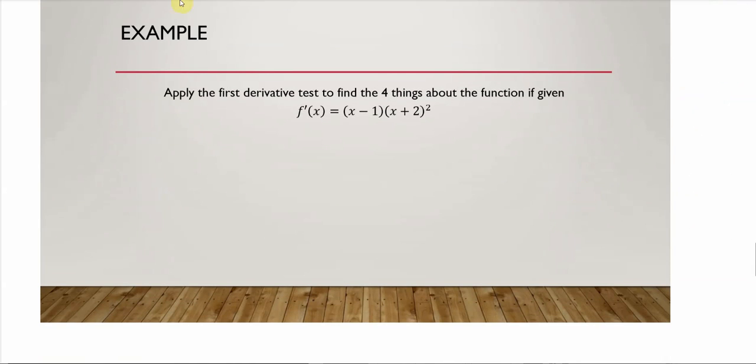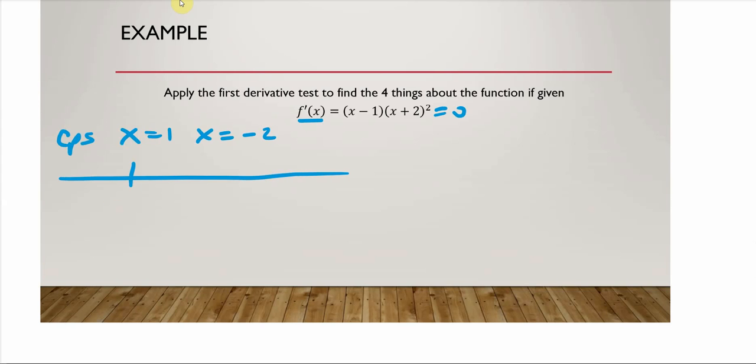Sometimes I'm going to be nice to you and I'm going to give you the f prime function rather than the f function. So in here, you don't have to do step 1. So what is step 2? Set it equal to 0. And just by looking at it, you can say that my CPs are going to be at x equals 1 and x equals negative 2. So then the next thing is to draw my number line. Put negative 2 on here, remember? Put them in correct order for the number line.